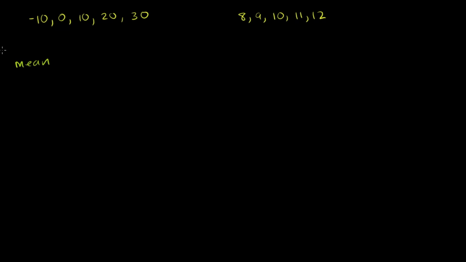Now, the population mean, or the arithmetic mean of this data set right here, is negative 10 plus 0 plus 10 plus 20 plus 30 over 5, since we have 5 data points. What is this equal to? That negative 10 cancels out with that 10. 20 plus 30 is 50, divided by 5. It's equal to 10.